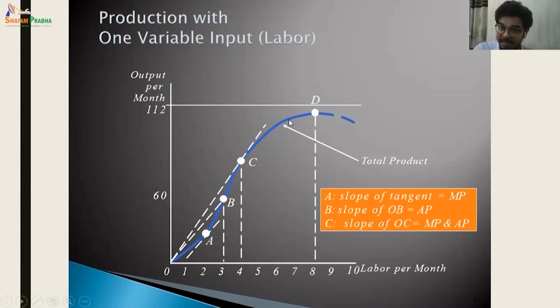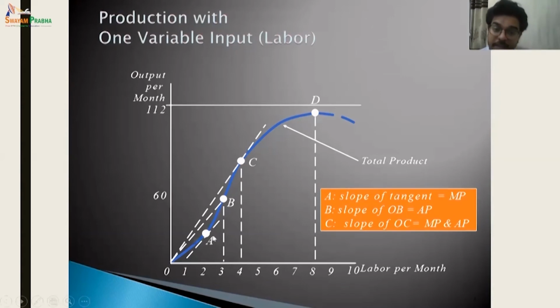But if I connect, say over here, the slope of this line, my average product will be if I connect this point to the origin with a straight line. The slope of this straight line will be the average product, but the slope of the tangent will be the marginal product. Am I clear? I'll again say, the slope of the straight line connecting any point on the total product with the origin, not a tangent, is the average product. But any tangent on any point will be the marginal product.